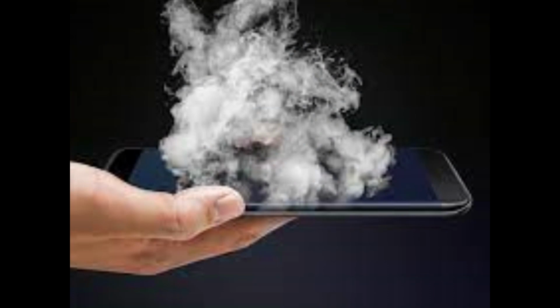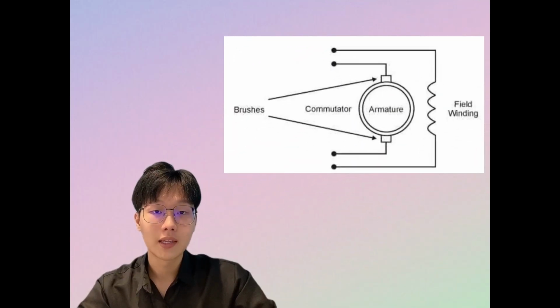Another disadvantage of shunt DC motors is that they have a tendency to overheat. This is because the field winding and the armature winding are connected in parallel, which means that the current flowing through them is the same. This can lead to excessive heating of the field winding, which can cause damage to the motor or even a fire. To prevent this, proper cooling and ventilation must be provided for the motor.